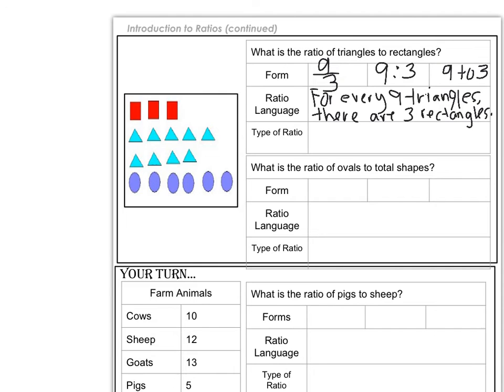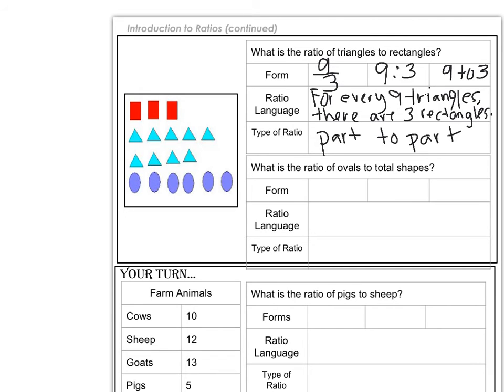Okay, the type of ratio this is, well, it's comparing triangles to rectangles. Triangles is part of the whole group. Rectangles is part of the whole group. So that means this is a part to part ratio. So let's write down part to part.